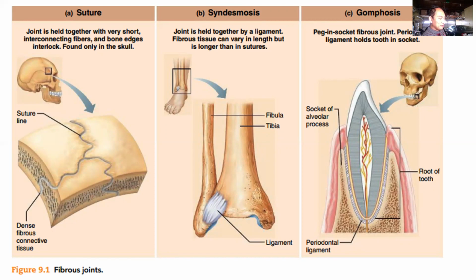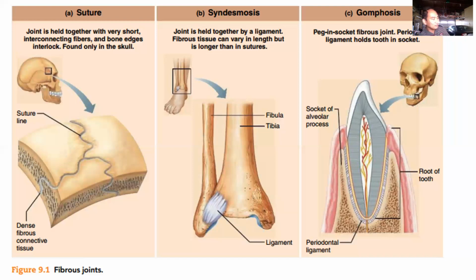When you're young, these junctions stay soft so that it gives a chance for the brain to expand. But once you become mature, the fibrous tissues become ossified. There is no more movement.